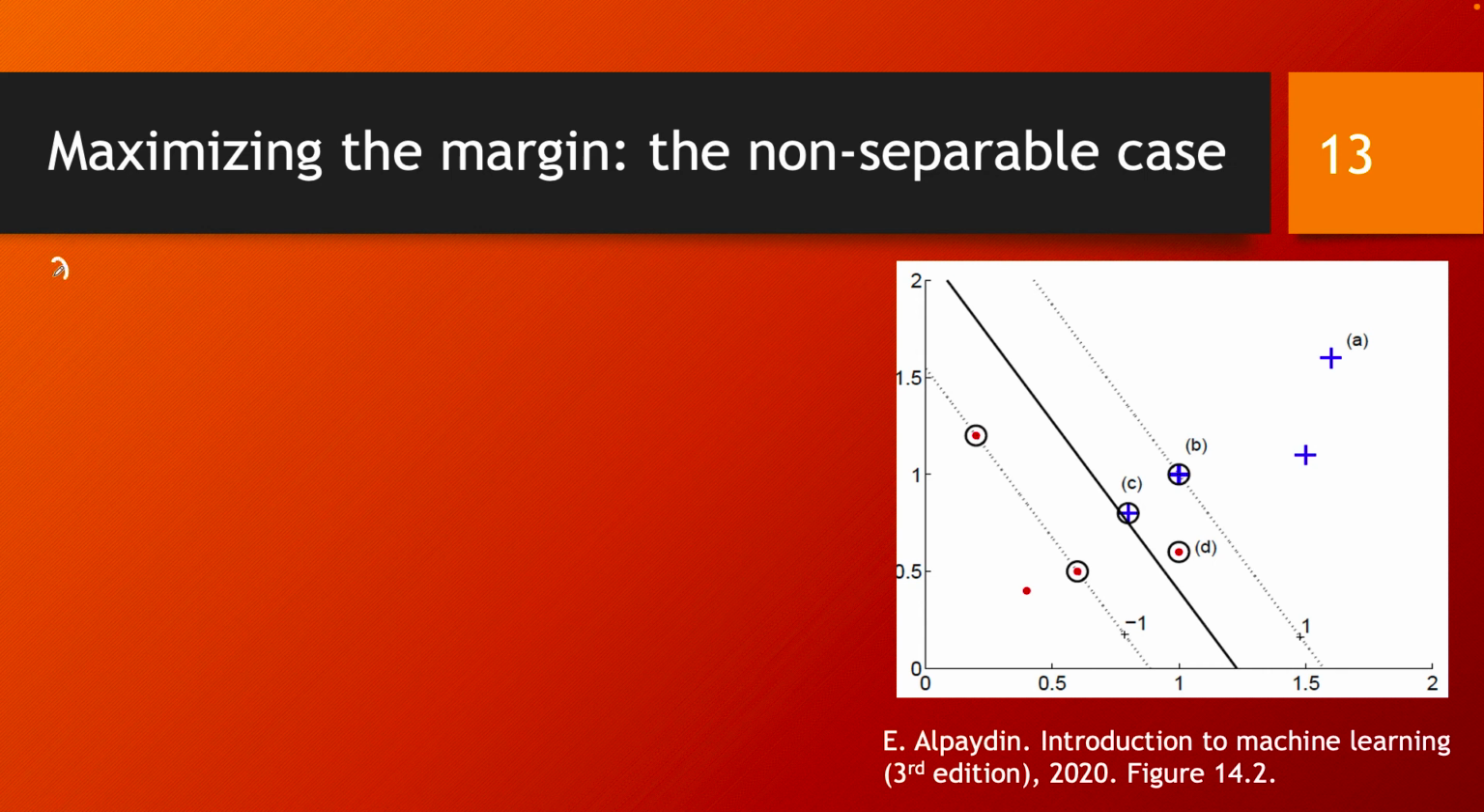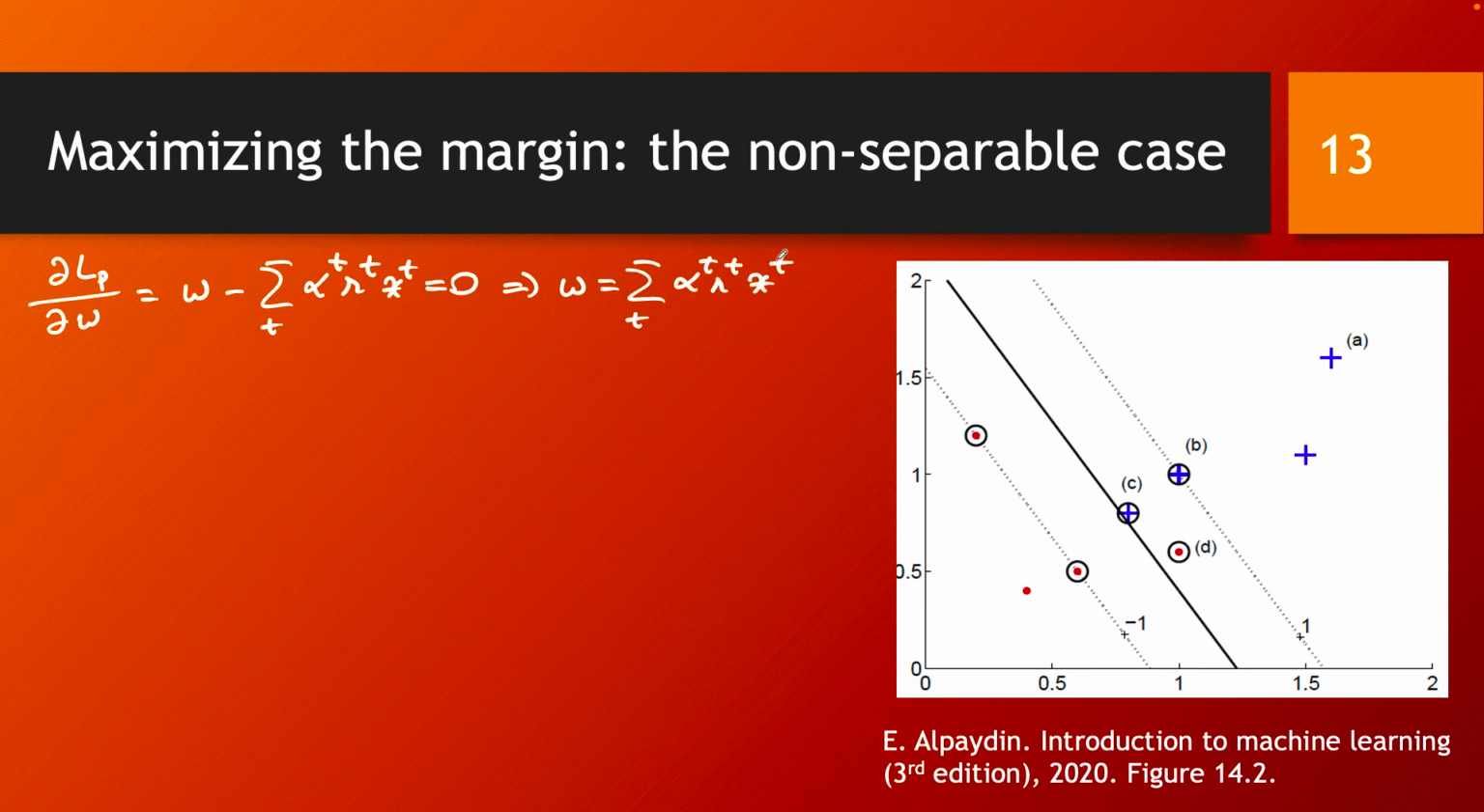The partial derivative of the Lagrangian with respect to W is W minus sum by t alpha t rt xt, and we set this to be equal to 0. And from this, we get right away that W is equal to sum by t alpha t rt xt, and that's very similar to what we had in the separable case. Then on the other hand, we have the partial derivative of the Lagrangian with respect to W0.